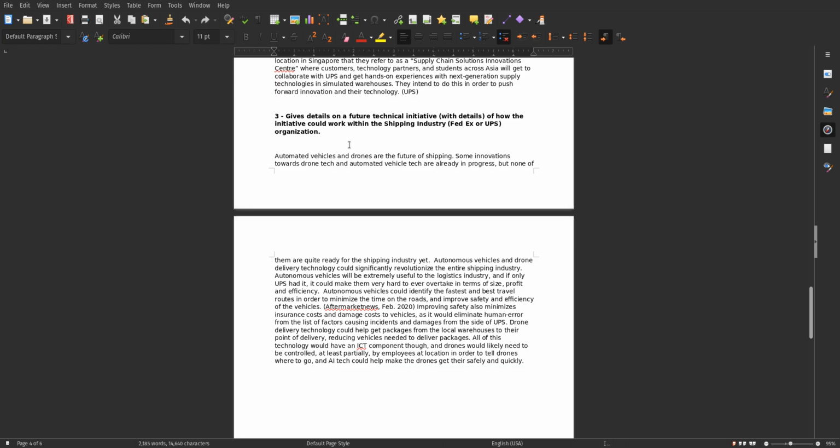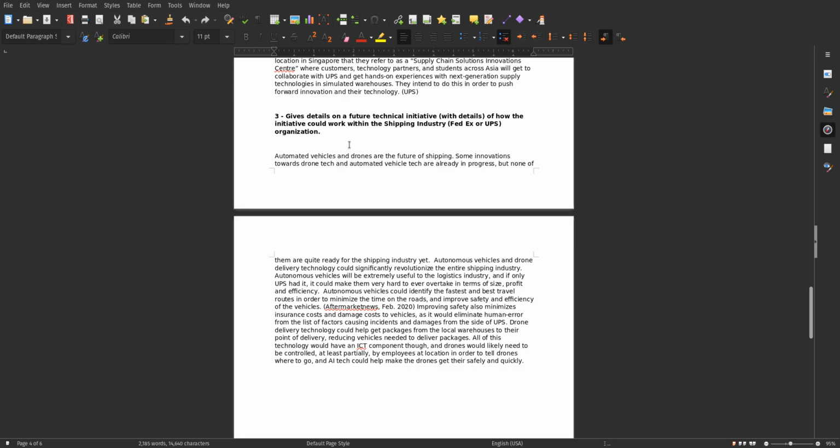Autonomous vehicles would be extremely useful to the industry, and if only UPS had it, it could make them very hard to ever overtake in terms of size, profit, and literally any factor. They would basically become a monopoly. Not to say they aren't already, but it could make them very hard to overtake in terms of size, profit, and efficiency.